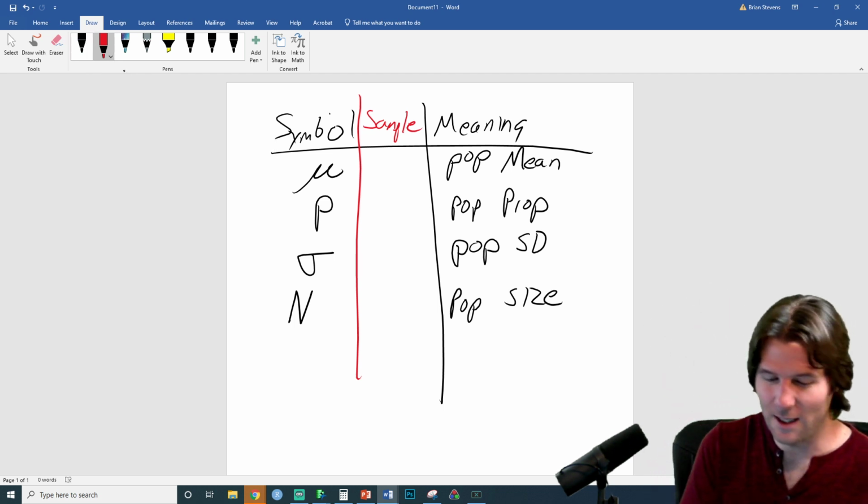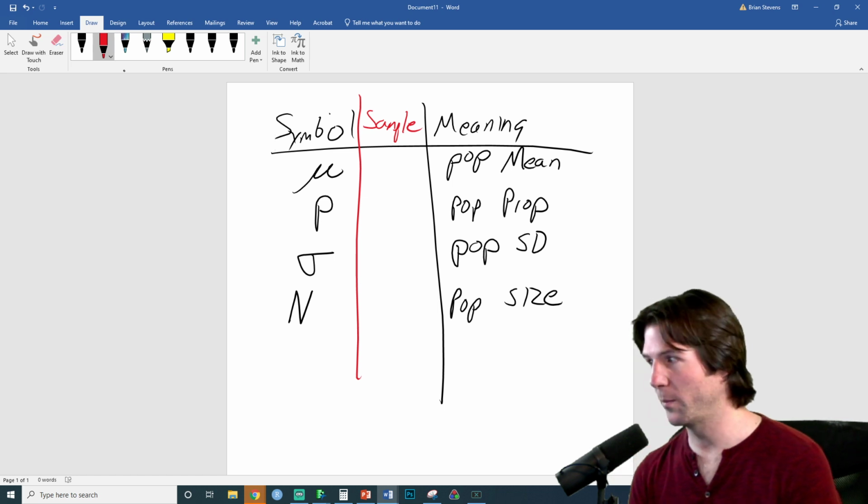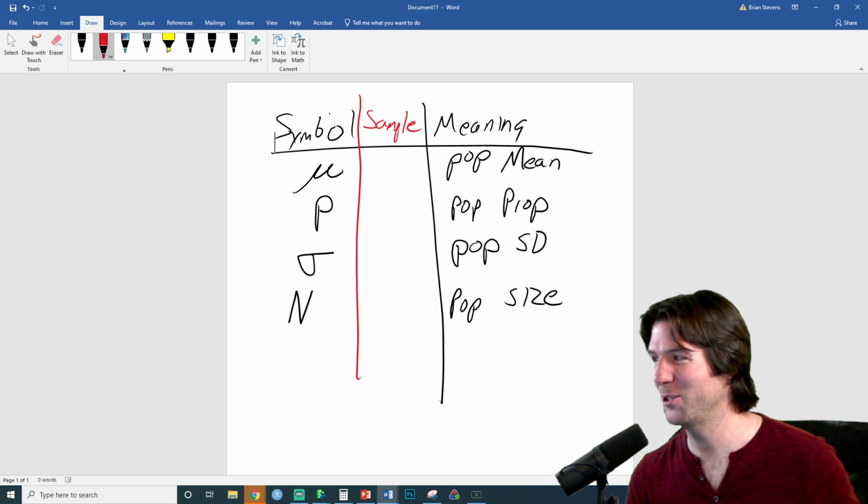What is the sample thing we use for mu? What is the sample version of mu? We should have showed Layla that. We'll do that right after this. What is the sample thing for mu? What is mu as a sample?